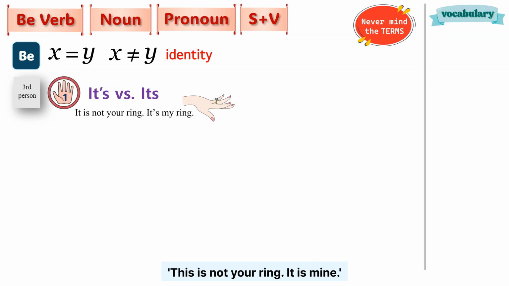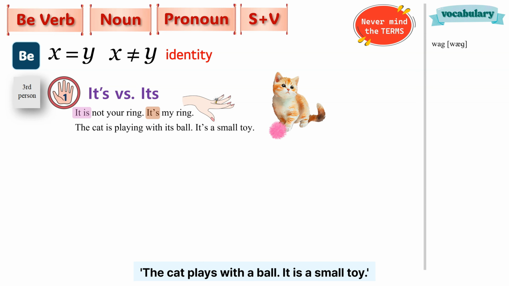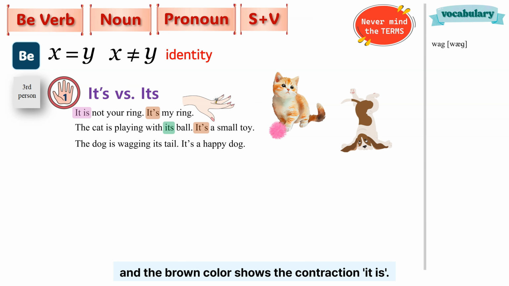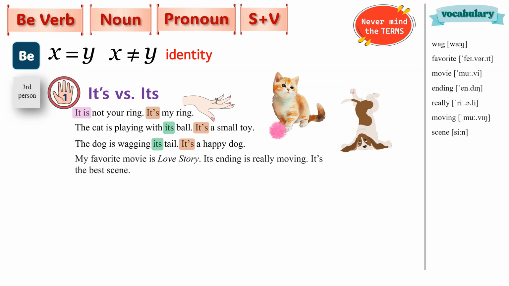This is not your ring. It is mine. Here, the brown color shows the contraction it is. The cat plays with the ball. It is a small toy. Here, the green color shows the possessive form its, and the brown color shows the contraction it is. The dog moves its tail. It is a happy dog. Again, the green color shows the possessive, and the brown color shows the contraction.